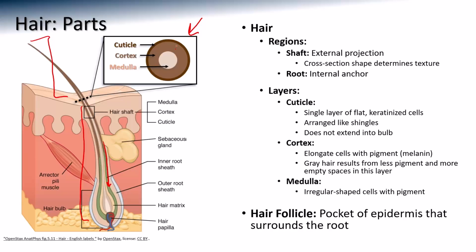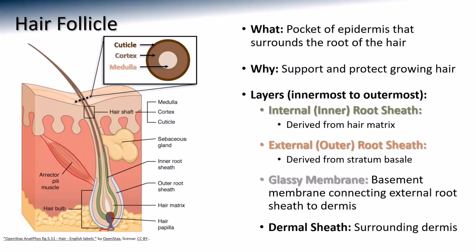All right, so that's the hair itself. The hair grows inside that little pocket of epidermis, and that little pocket that we see here is going to be the hair follicle. So hair is the thing you can pluck out. The hair follicle is the pocket that surrounds it inside the skin. All right. So the purpose of this is simply to support and protect hair as it's growing. It is once again separated into a couple of different layers because we love layers in anatomy.